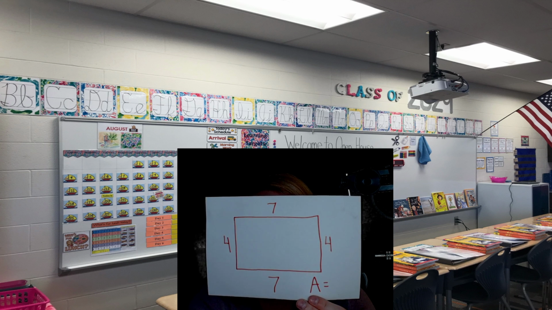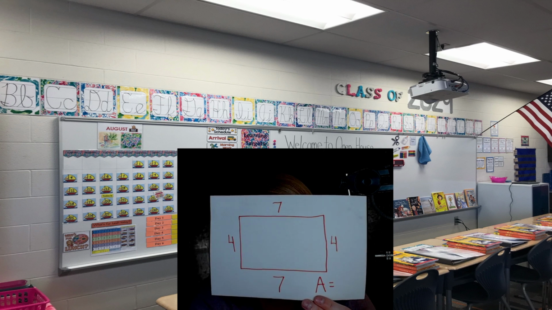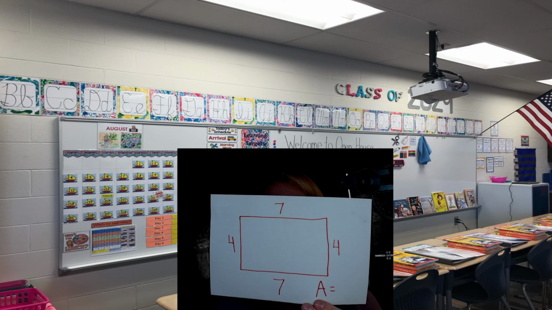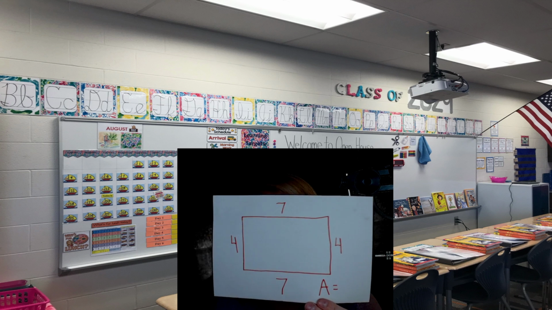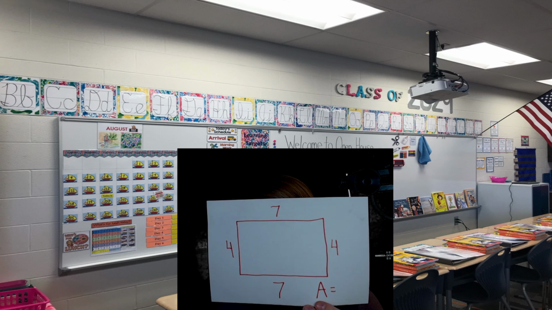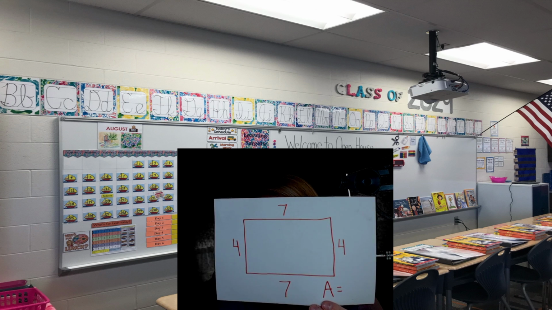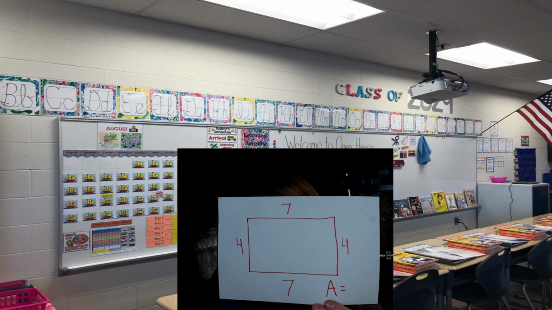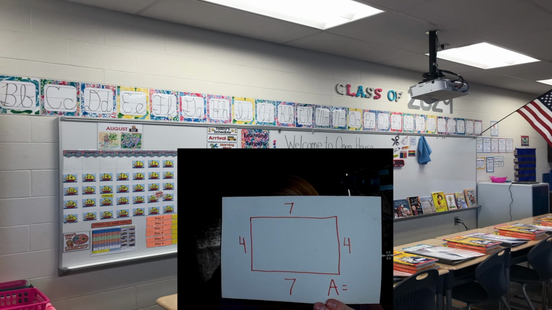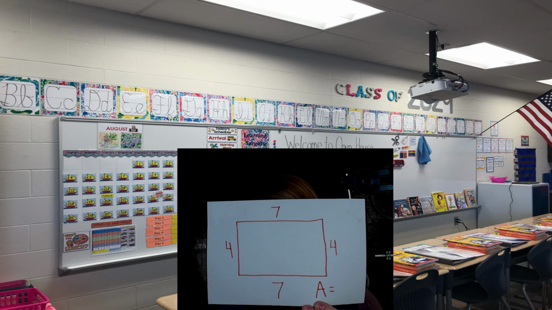So pick the opposite numbers. I have a 4 and a 7. What is 4 times 7? Sing your 7 song 4 times. 7, 14, 21, 28. You should get 28. The area is 28.